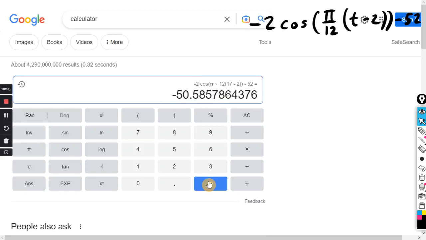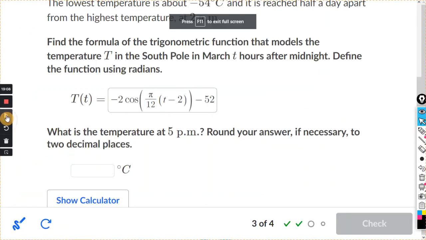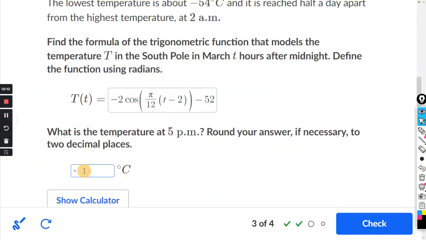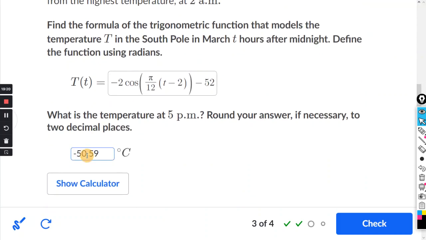All right, big number here, but that's okay. We're going to round off to 2 decimals. Look at the third number. If it's 5 or more, you round it up. So -50.58 is going to be -50.59. So right in the box, -50.59. Now, does this answer make sense? Well, the temp goes from -50 to -54, so I think it definitely makes sense. And there you go.